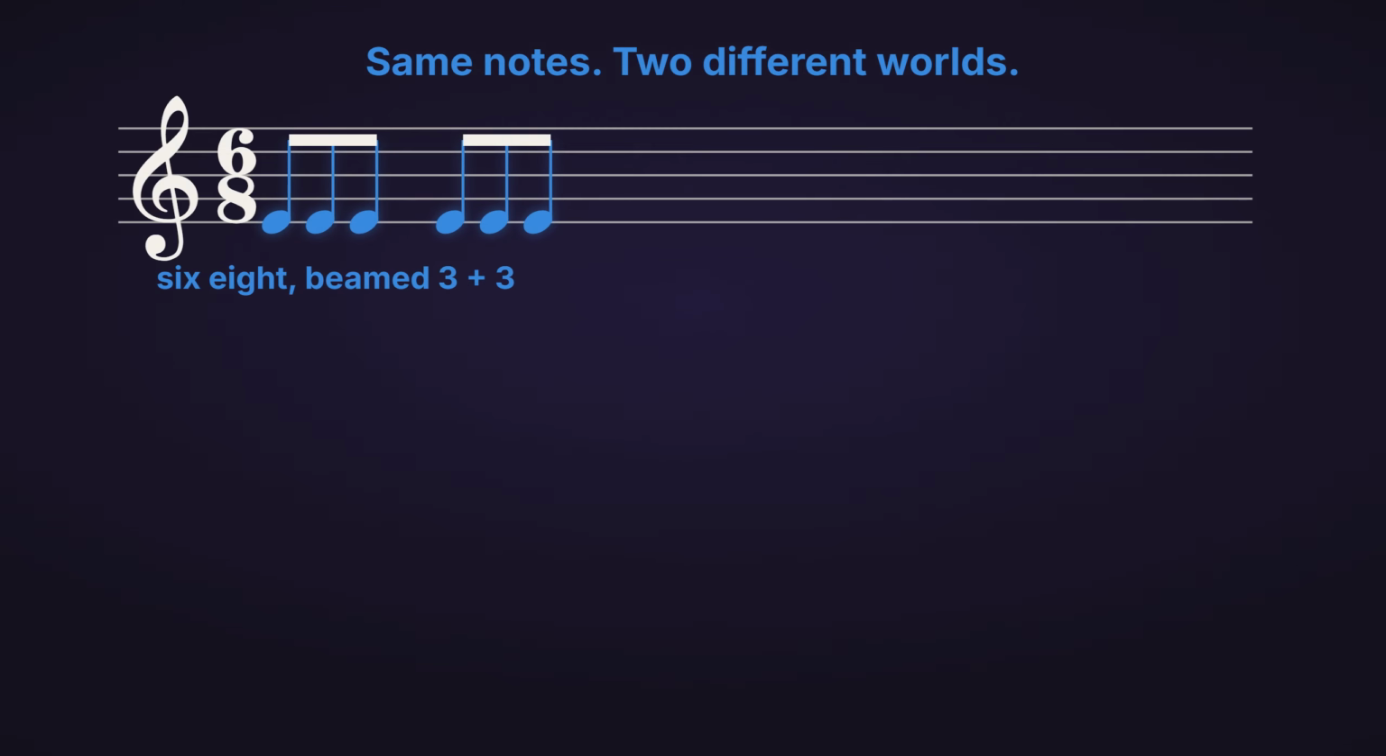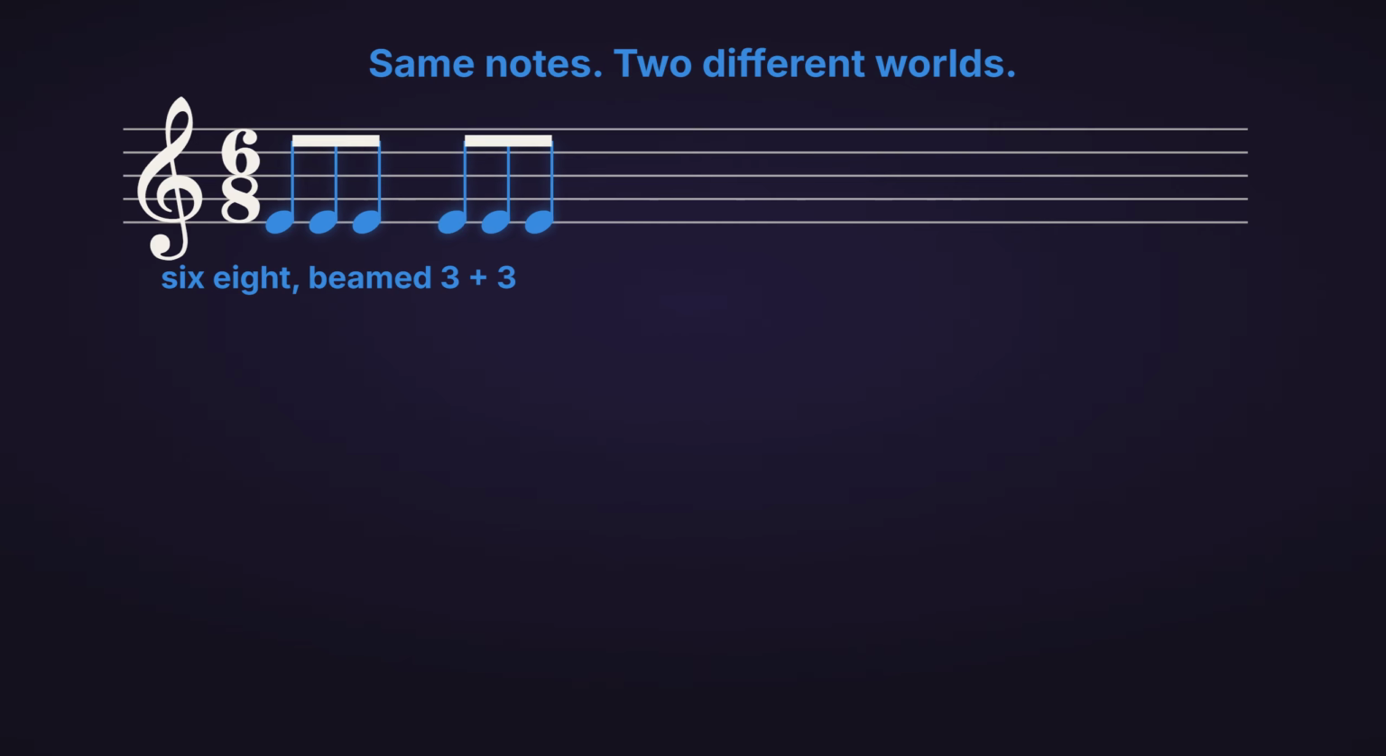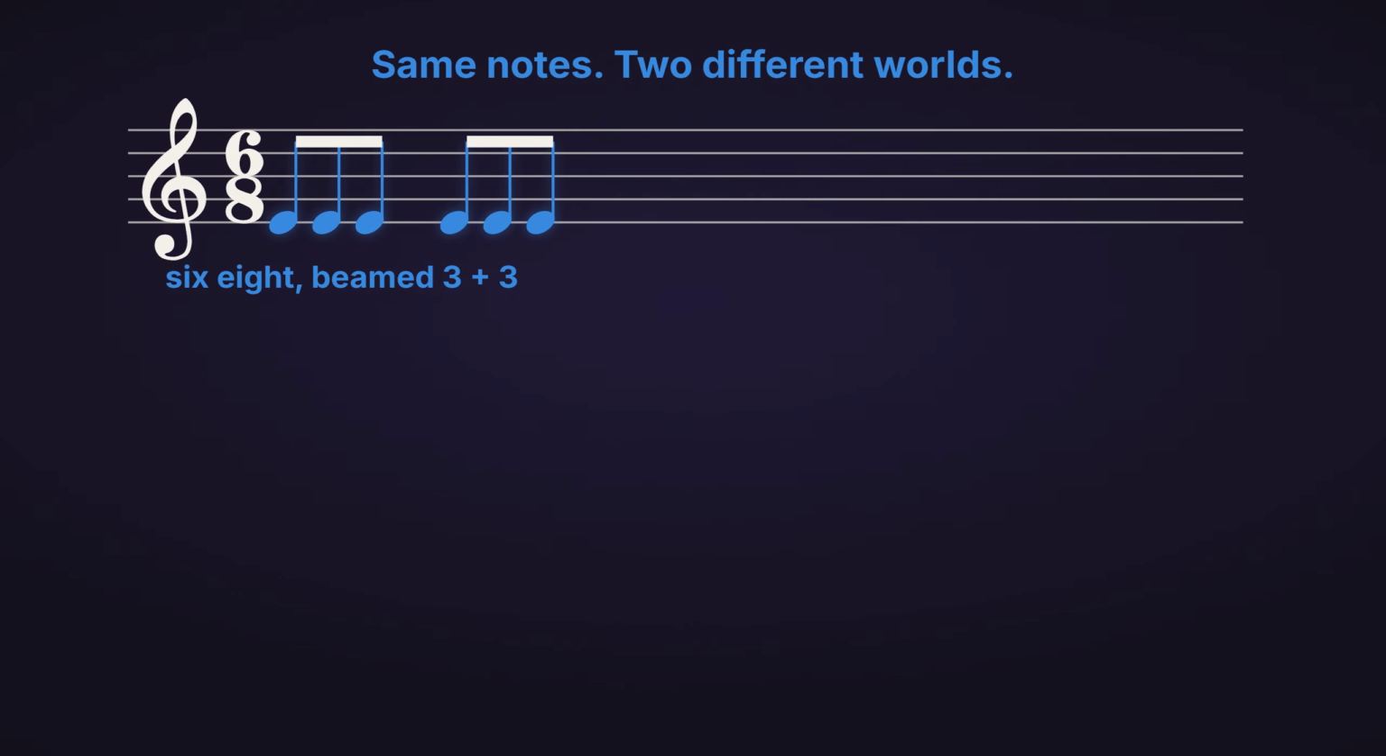Take two bars of music. Each one holds six eighth notes. Count them and they match exactly. Play them at the same tempo and they sound nothing alike. One rolls and lilts like a jig. The other steps evenly like a waltz.